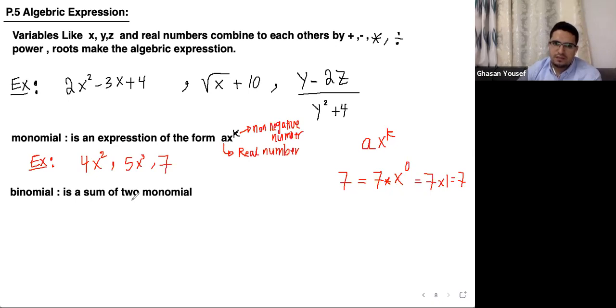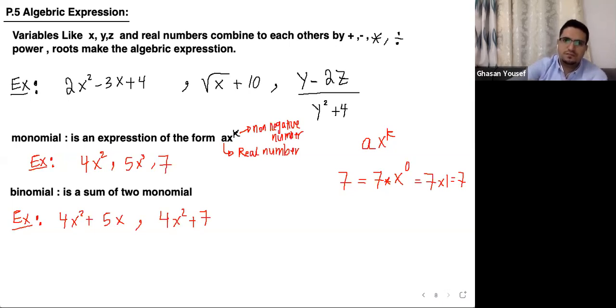Binomial is a sum of two monomials. Any sum of two monomials is called a binomial. Example for this: 4x squared plus, for example, 5x. This is a binomial, because I have two terms, a sum of two terms. Another example is, for example, 4x to the power 2 plus 7. This is also a binomial.